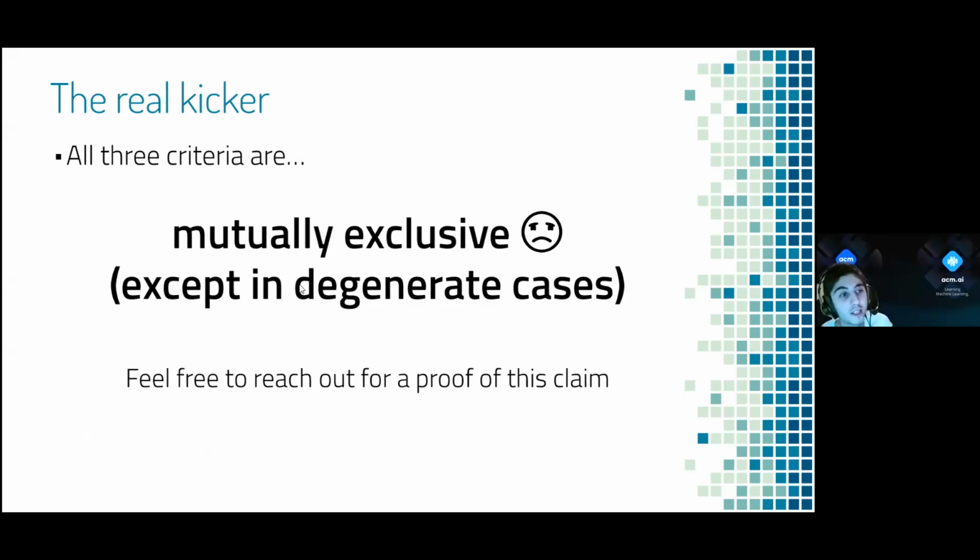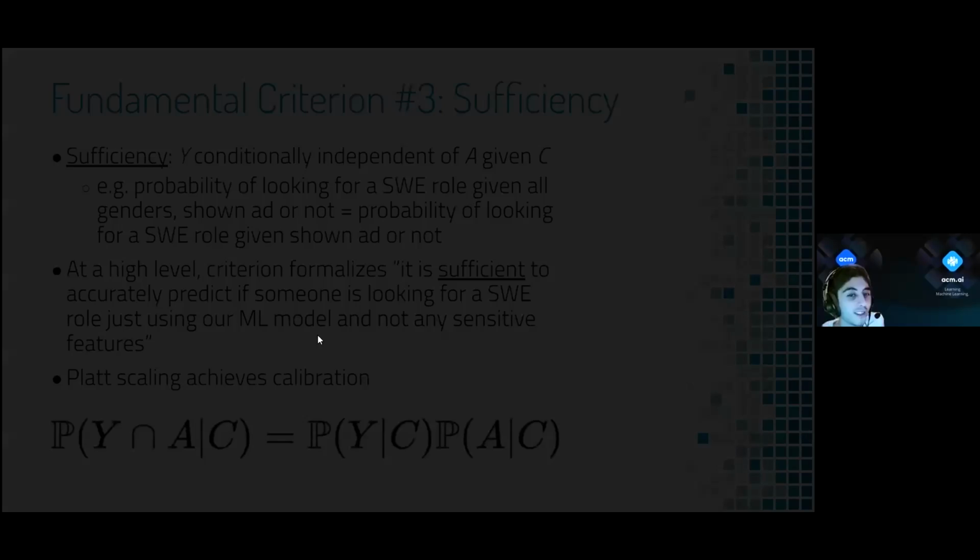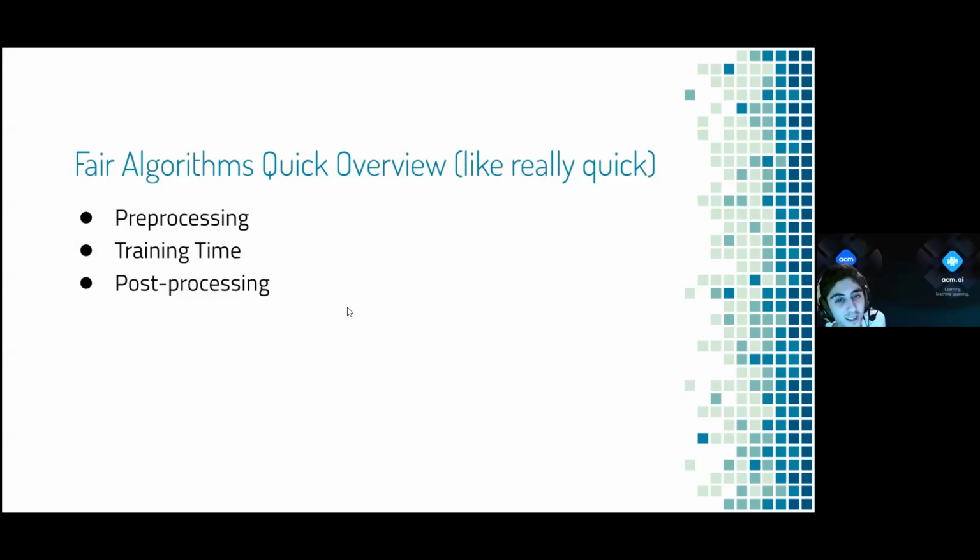But yeah, this is what I said, right? All of these are mutually exclusive, so you can never have all of them at the same time. And like I was saying, I think Arjun has a proof for this, right, Arjun? I think it's pretty short. But you should know that you can't have all these at once. So it causes a lot of problems.